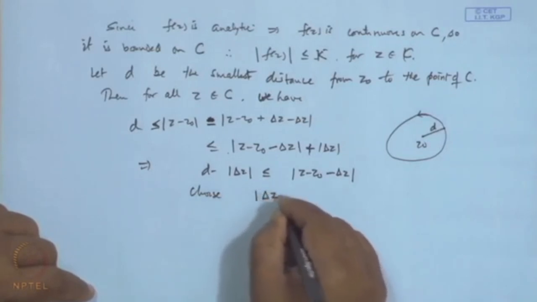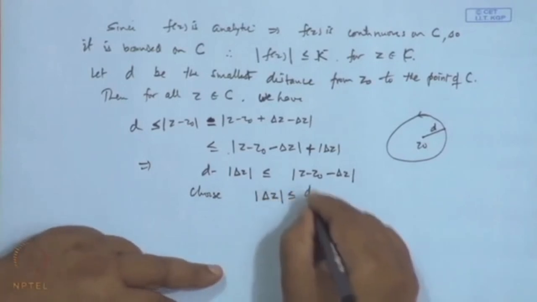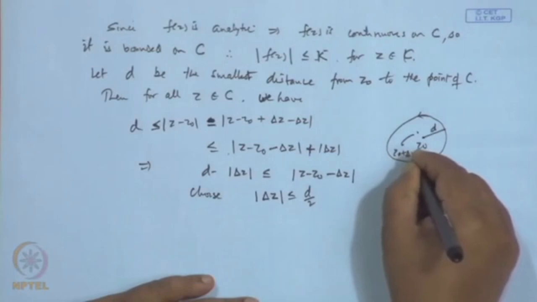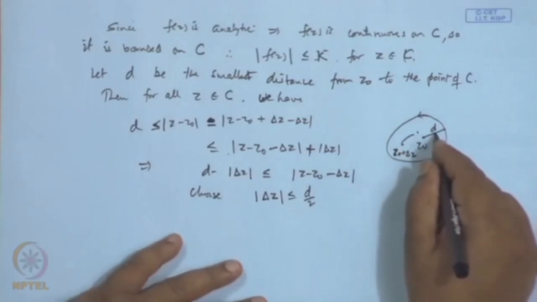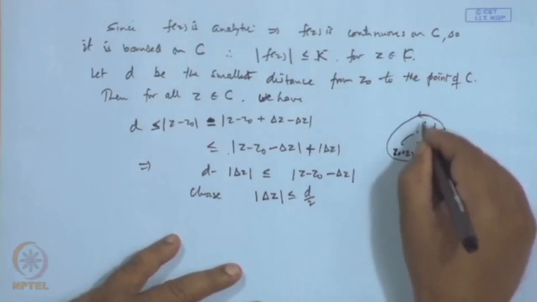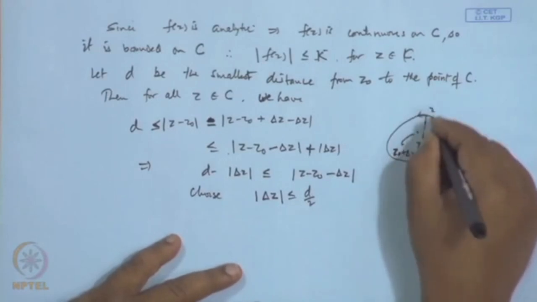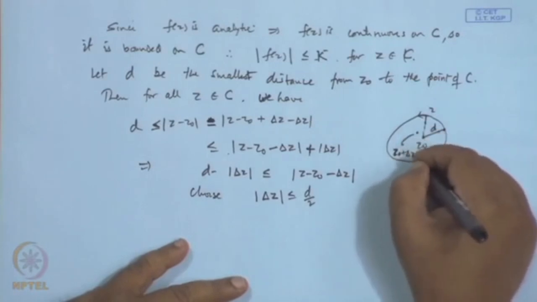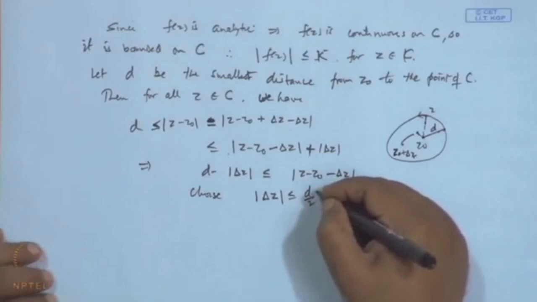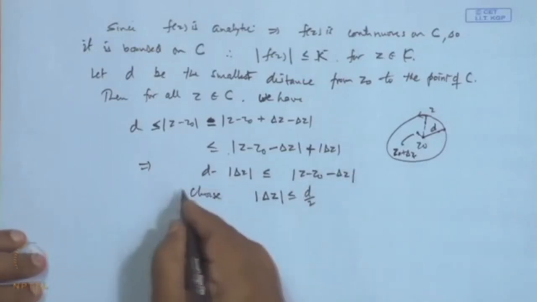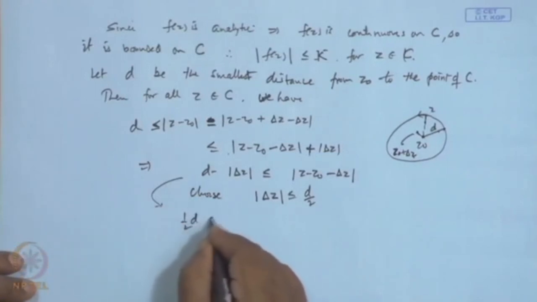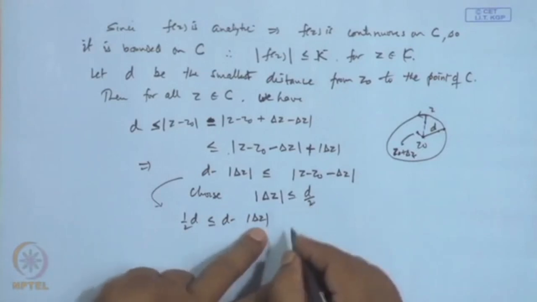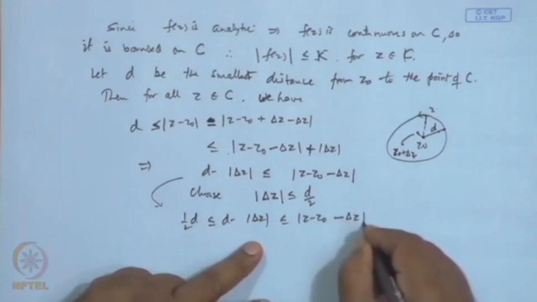Now, let us choose delta z such that mod of delta z is less than or equal to d by 2. That is possible, because if z naught is here, I can choose the point z naught plus delta z in such a way that its distance is less than d by 2. Any point z on C has mod (z minus z naught) greater than or equal to d, because d is the smallest. So, with this we can say, d by 2 is less than or equal to d minus mod delta z, because this is greater than or equal to d minus d by 2, and which is less than or equal to mod (z minus z naught minus delta z).